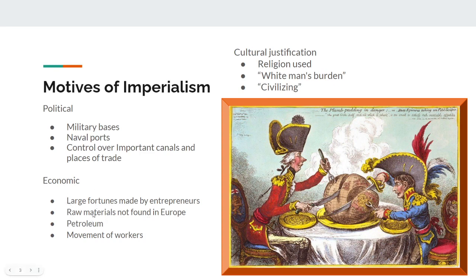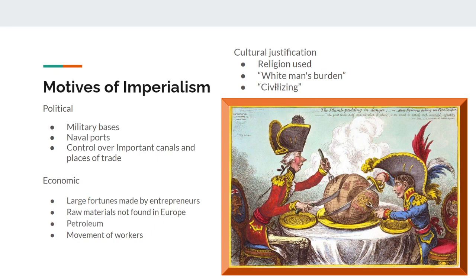Economic. Large fortunes were being made by the entrepreneurs that were going out and settling in the different islands because they were going to make companies. They were using and finding raw materials that were not found in Europe, which was why they were being sold at such a high price in Europe. Petroleum was one of these raw materials. There was a large movement of workers to the new areas where they were finding work and colonizing.